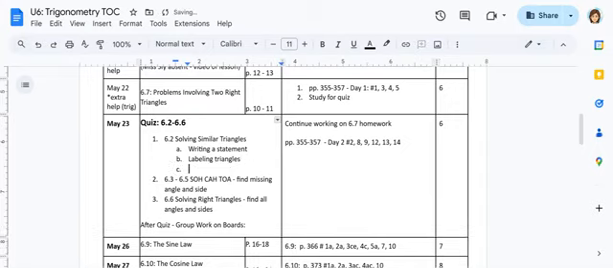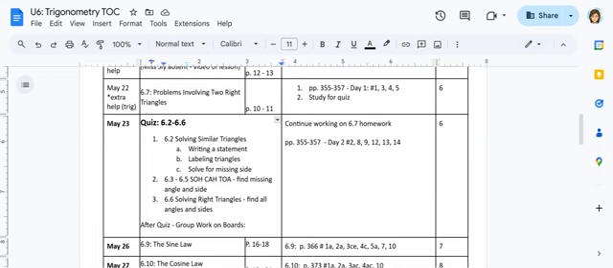Then you will have to solve for a missing side. So very straightforward. It's literally a homework question. Okay. Does that make sense for similar triangles?